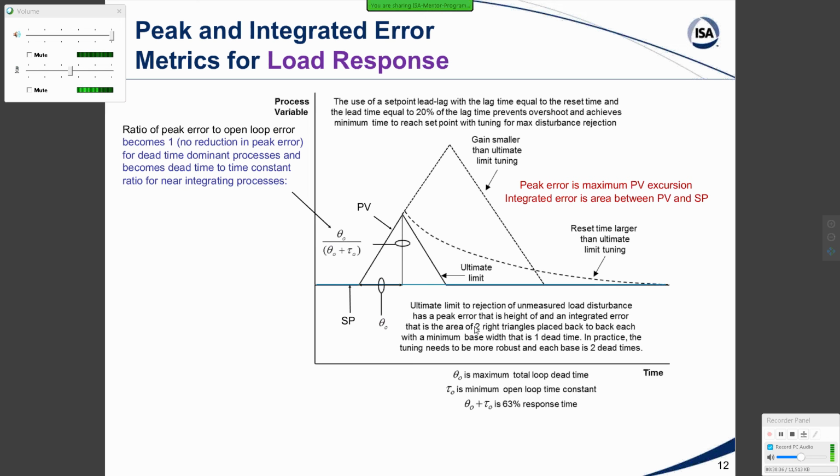So the ultimate limit to rejection of unmeasured load disturbance has a peak error that is the height of an integrated error, that is the area of two right triangles placed back to back with a minimum base width that is 1 dead time. In practice, the tuning needs to be more robust, and each base is probably 2 dead times.